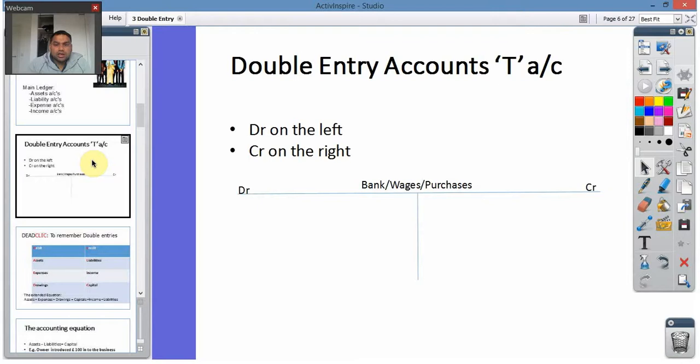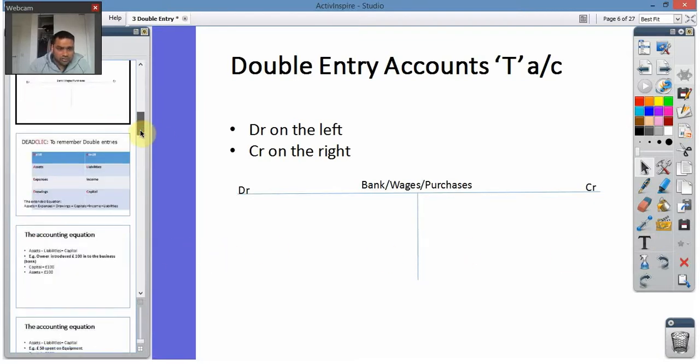So let's have a look at this. Double entry accounts. This is your basic T account. It could be any account where you purchase anything that you like. What this T represents is the 2 sides of a book. This would be the left hand side of a book and this will be the right hand side of a book. The debit is on the left hand side and the credit is on the right hand side, and then you make entries into this side or this side depending on whether they're debits or credits.